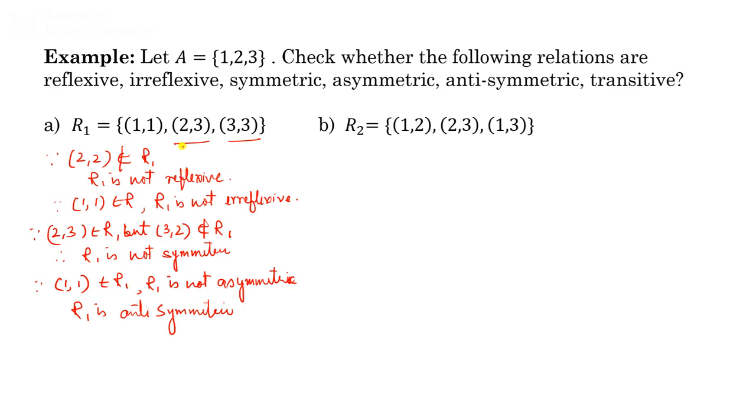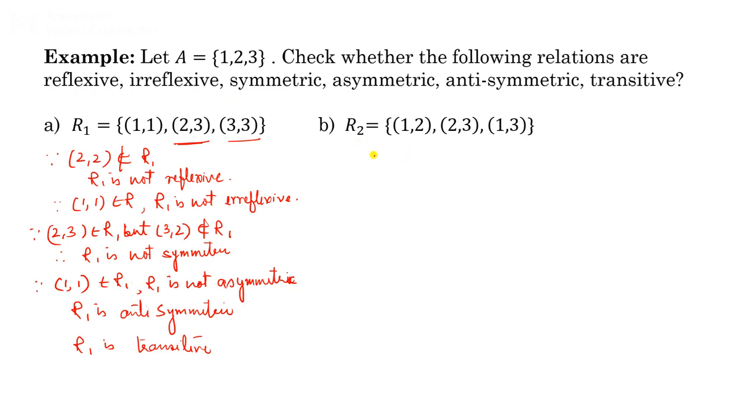Now transitive. Look at this one again. For (1,1) it is transitive, for (3,3) it is transitive. Now check this pair, 2 related to 3 and 3 related to 2. So 2 must be related to 3, this is already given. So for every x, y, z, if x is related to y and y is related to z, then x is related to z. So you can say R1 is transitive. In this way you can check whether a given relation is of a particular kind.